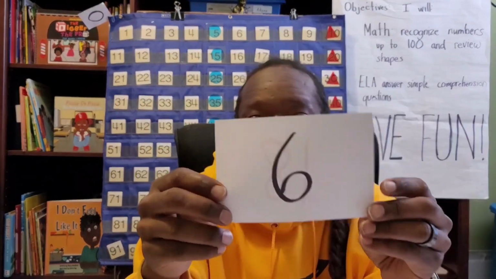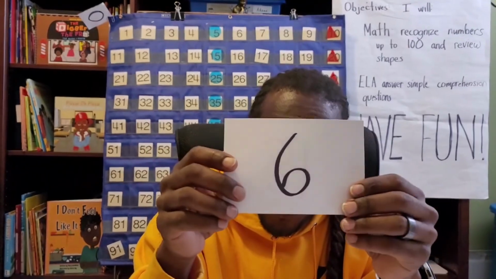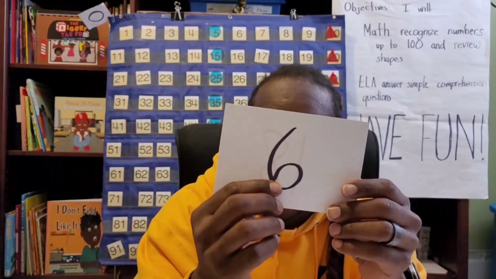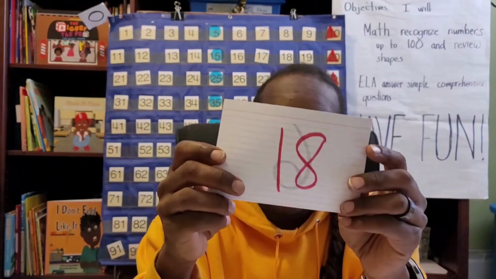And, ooh, what number is this? 6. You are exactly right. That's the number 6. Ooh, somebody showing me 6 fingers? Yes, 5 plus 1 equals 6. Also, 3 plus 3, or 4 plus 2.